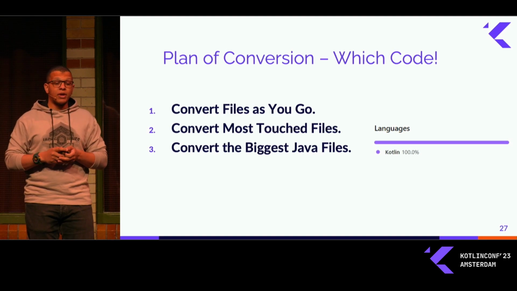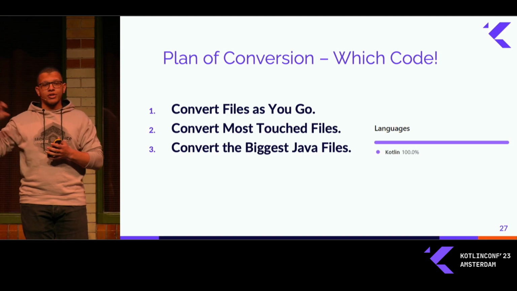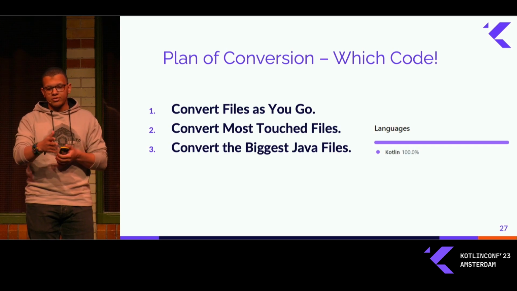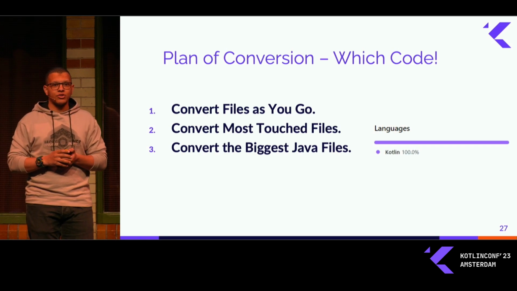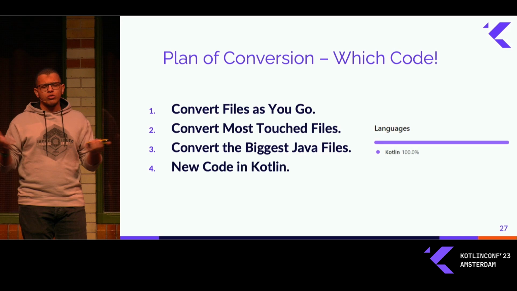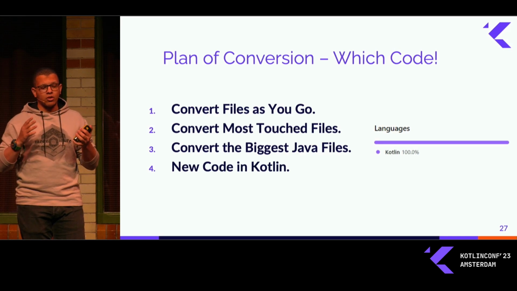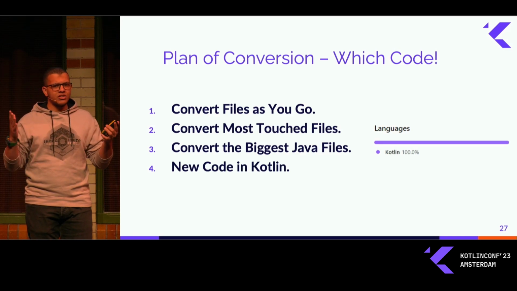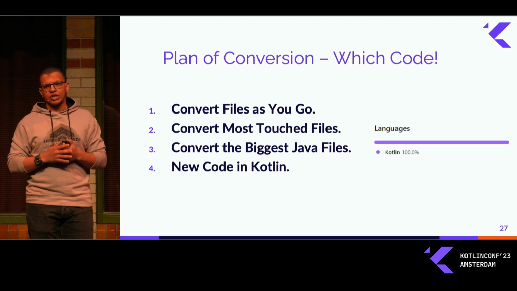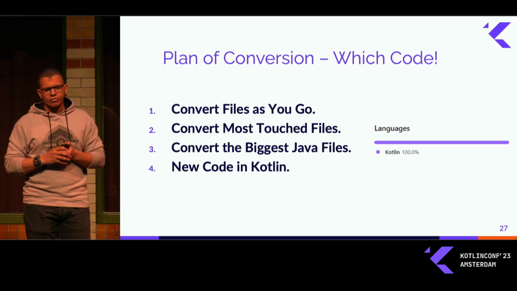Maybe you want to convert the biggest Java files so you can see the progress in GitHub. I would love to see that, so you can reach 100% if that's your goal. Or you can just write the new code in Kotlin. This is up to you. You can have a hybrid strategy also if you want to.